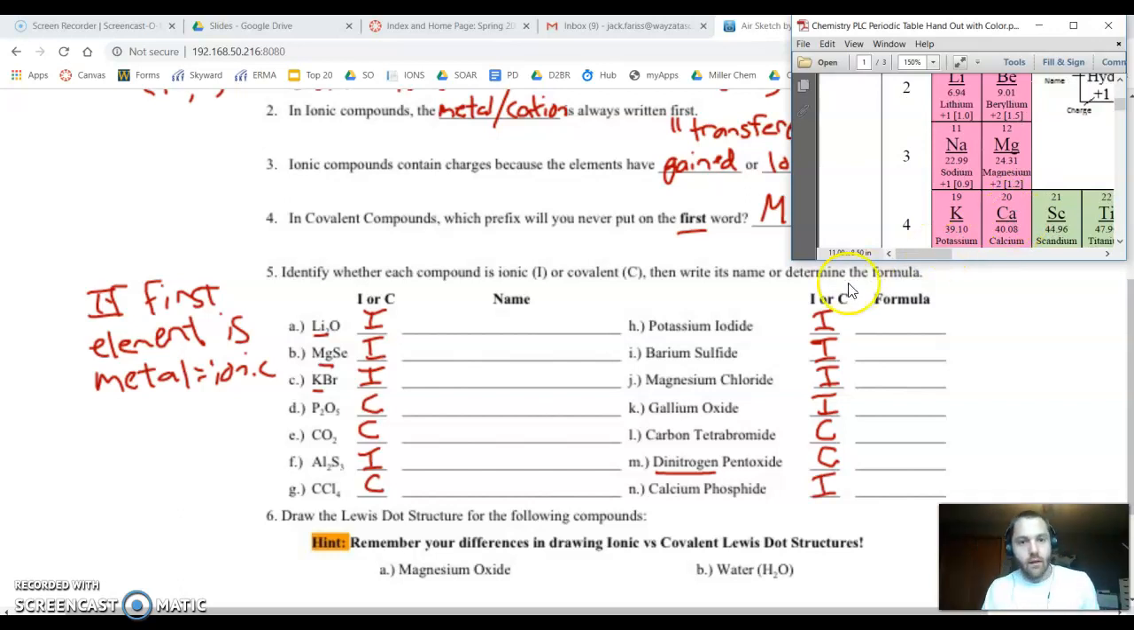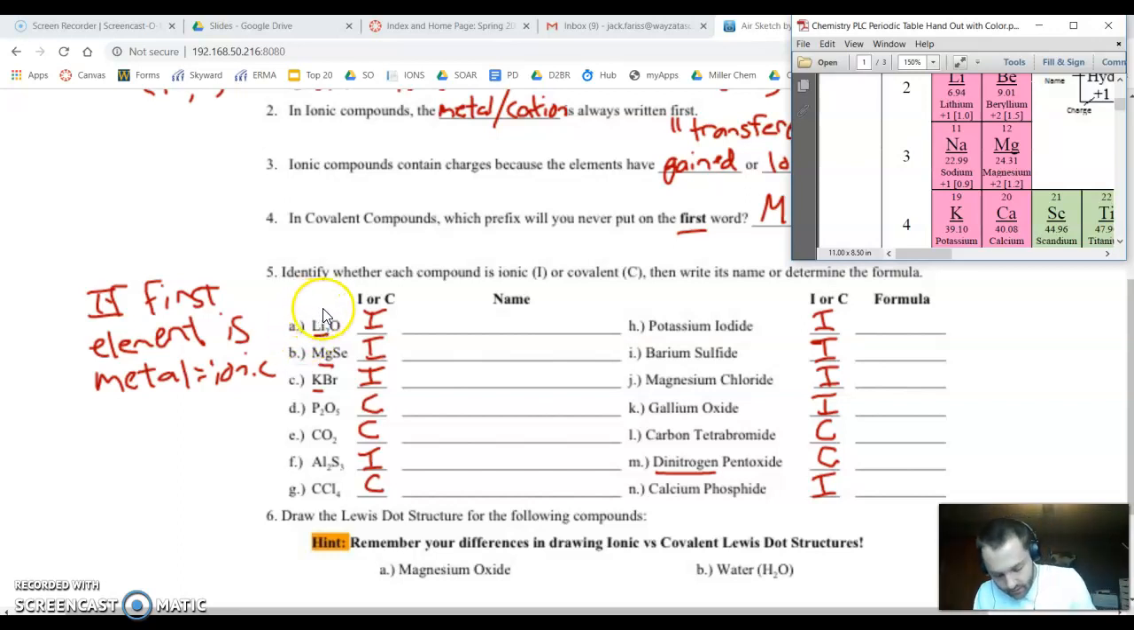All right, and those rules are important. If you need help on how to do this, I'm going to go through this quickly, so you would need to make sure you go back to the previous assignments or the previous videos and rewatch those if you need help specifically on ionic or covalent, because I'm going to be going through these fairly quickly.